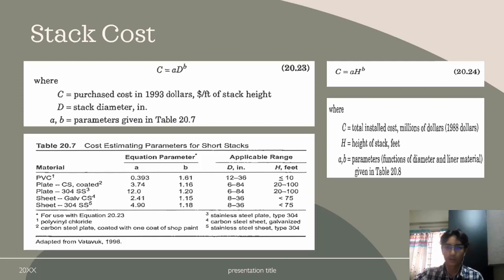The cost of a short stack depends primarily on three factors: stack height, stack diameter, and material of construction. The US EPA has developed a simple cost estimation equation as follows, which is equation 20.23, where C is equal to the purchase cost in 1993 dollars, H is stack height, D is stack diameter in inches, and A and B are the parameters given in table 20.7, which is this table right here.